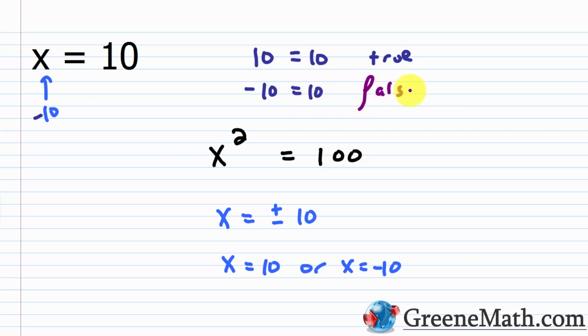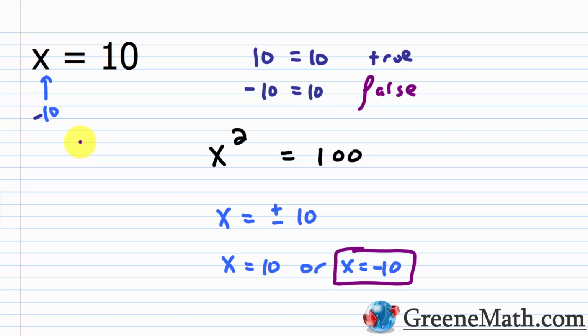So what happens here is that when we squared both sides, we lost a little bit of information. We don't know whether it was 10 that was squared or negative 10 that was squared, because 10 squared is 100, but also negative 10 squared is 100. So this x equals negative 10 is an extraneous solution. That's what we call a solution to a new equation that was formed that doesn't work in the original. So that one is extraneous.